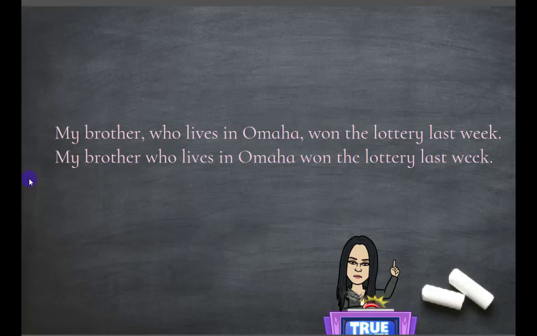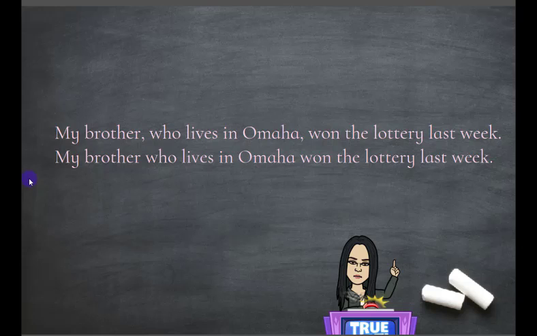So if I was speaking, and this is a real world scenario, I have 7 brothers, and if I was speaking to a person or they were reading a letter that I happened to write, my brother, who lives in Omaha, won the lottery last week. In this instance, it's not important for them to know who lives in Omaha because of the commas there. That would indicate that I only have one brother, because it's not important for them to know that he lives in Omaha; the reader will understand that the one and only brother I have won the lottery.